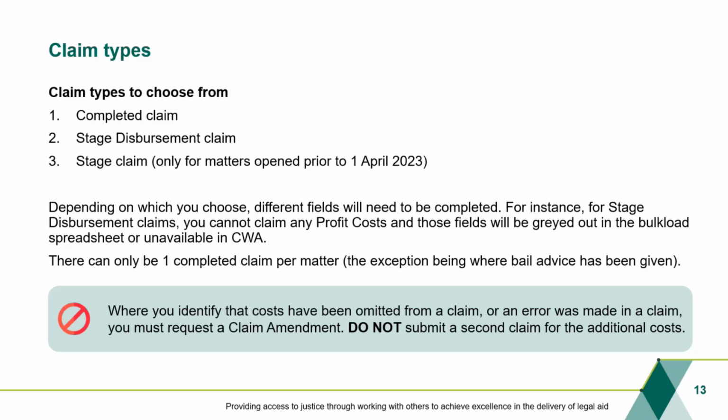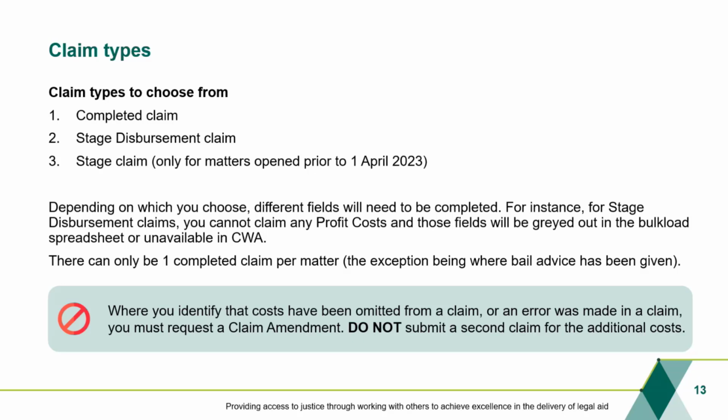So there are various different claim types for you to choose from when you're making your submission. You've got your completed claims, which are going to be the majority of the claims you're going to be making. There are the options for stage disbursement claims. So we'll touch on these more in a moment. And then for those older matters, you've also got stage claims. Depending on which type of claim you choose, different fields will need to be completed and will present themselves on CWA. For instance, if you're submitting a stage disbursement claim where all you're claiming are disbursements, then you cannot claim any profit costs, and any fields relating to that will be grayed out in the bulk load spreadsheet or just won't be available to you in CWA.